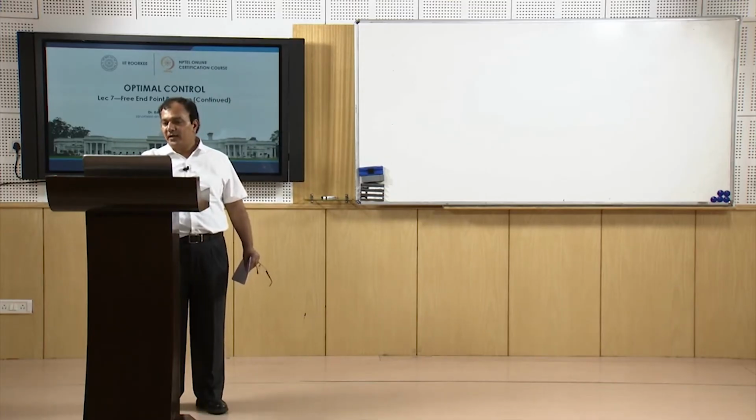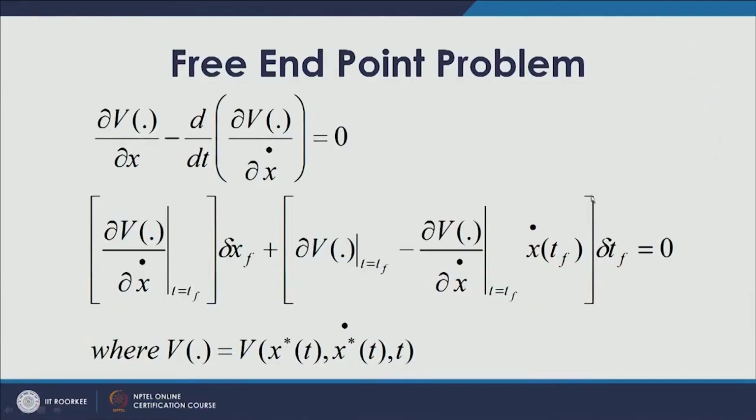So, in that case my delta tf is 0, so this whole term will become 0. In solving a problem, first we will solve the Euler equation, which will lead us to a differential equation whose solution will have certain constants, and these constants we evaluate by using the initial condition as well as the terminal condition. In the x of tf free, tf fixed case, my terminal condition was del v by del x dot, evaluated at t equal to tf, equal to 0.